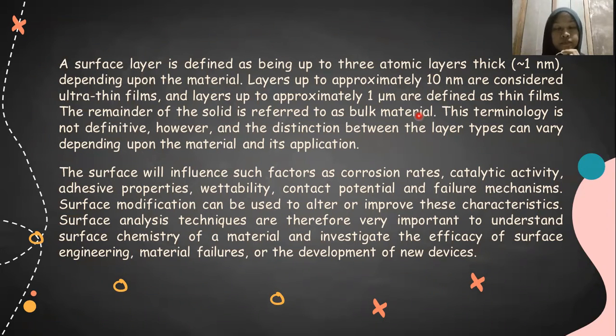This terminology is not definitive, however, and the distinction between the layer types can vary depending upon the material and its application. The surface will influence such factors as corrosion rates, catalytic activity, adhesive property, wettability, contact potential, and virus mechanism. Surface modification can be used to alter or improve these characteristics. Surface analysis techniques are therefore very important to understand the surface chemistry of a material and investigate the efficiency of surface engineering, material values, or the development of new devices.